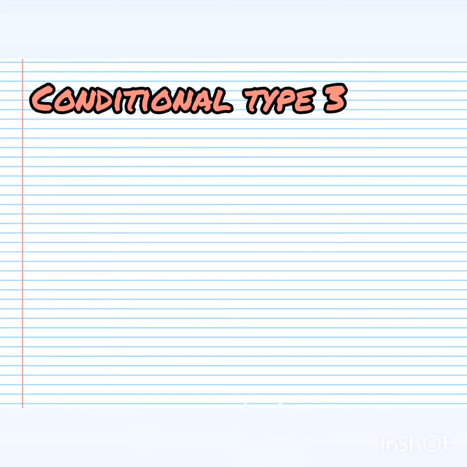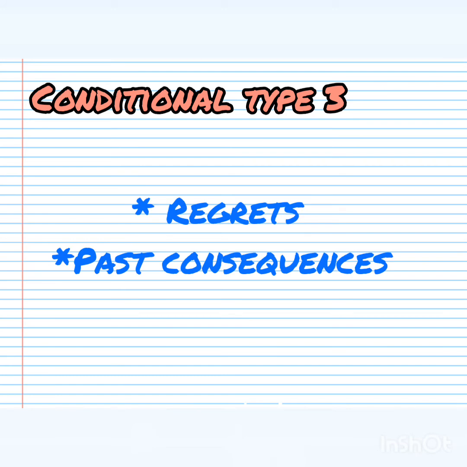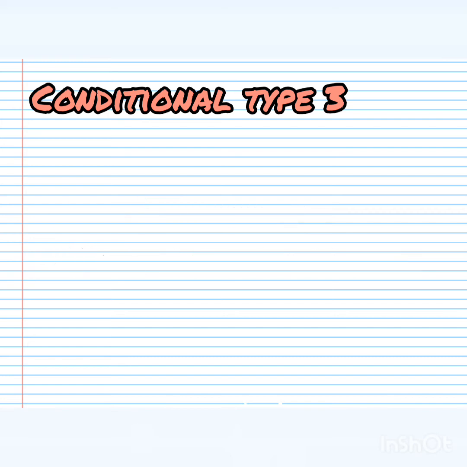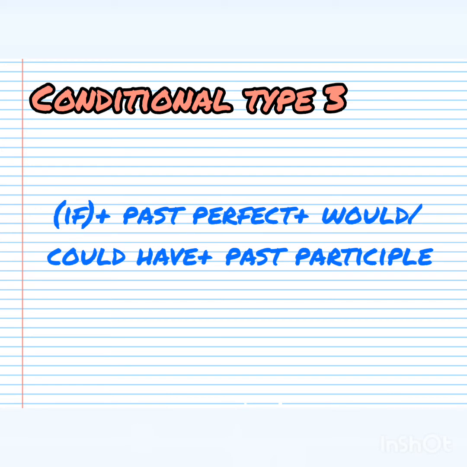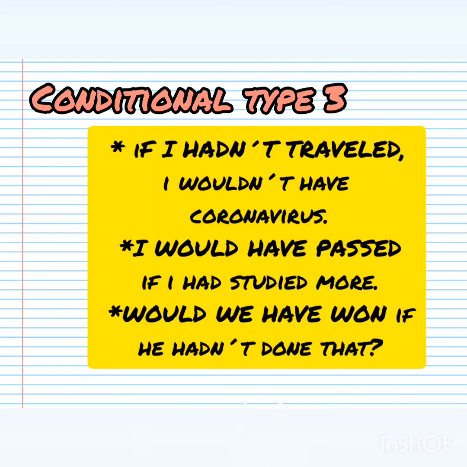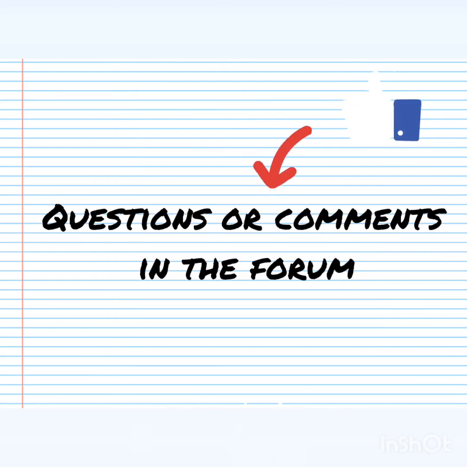Conditional type 3 is used in regrets. It is unreal because both the condition and the consequence have already happened in the past. The structure for this conditional is if plus past perfect plus would have plus the past participle. As previously said, the consequences belong to the past. Are we clear so far?